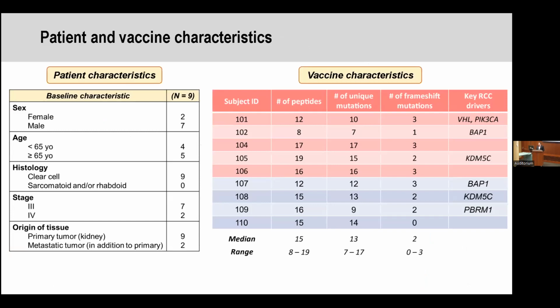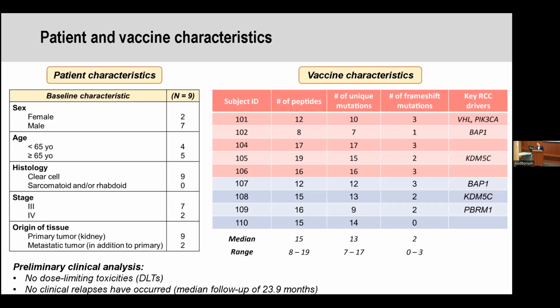Kidney tumors have a lot more frame shift mutations than a lot of other tumor types, so we're able to target a lot of frame shifts. And I think, interestingly, we're able to target, in the majority of patients, driver mutations within kidney cancer. And it turns out those, when we look back, end up being the most immunogenic peptides, the ones that represent driver mutations.